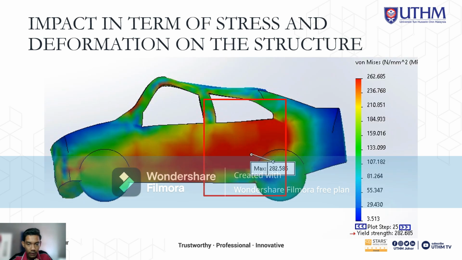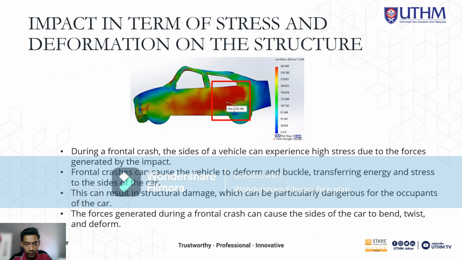Next, the sides of the vehicle. During a frontal crash, the sides of the vehicle can experience high stress due to the forces generated by the impact. Frontal crashes can cause the vehicle to deform and buckle, transferring energy and stress to the sides of the car. This can result in structural damage, which can be particularly dangerous for the occupants of the vehicle. The forces generated during a frontal crash can cause the sides of the car to bend, twist, and deform.